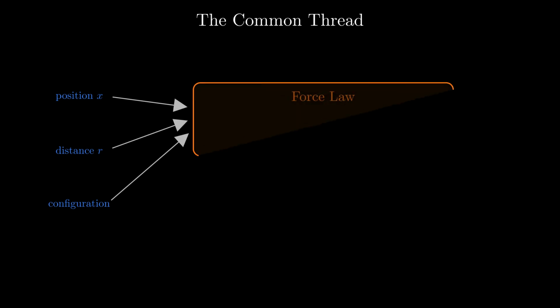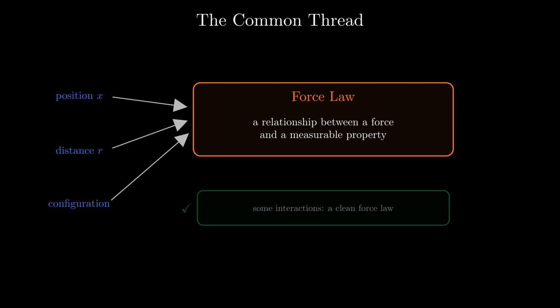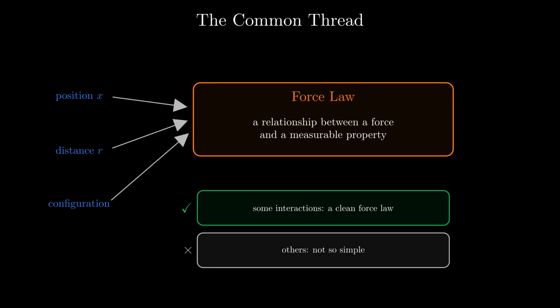Notice the common thread. In each case, the force is tied to something we can measure, a position, a distance, a configuration. That is exactly what a force law is: a relationship between a force and some measurable property of the objects involved. Some interactions surrender to a clean force law, others resist it. To see how one is actually built from scratch, we turn to the spring.